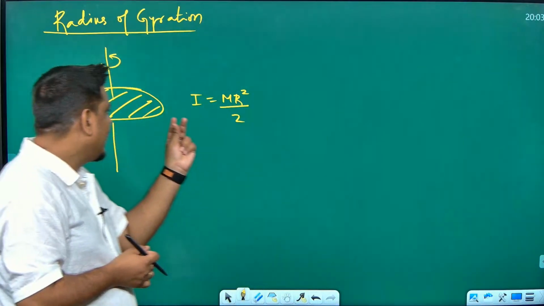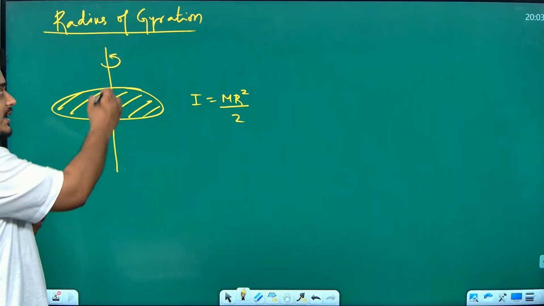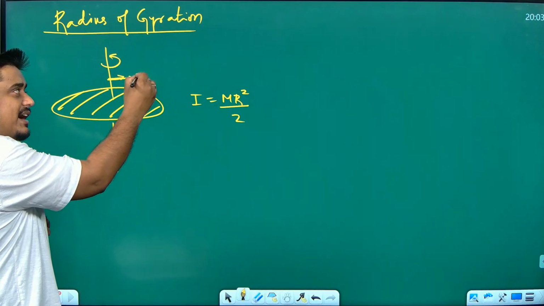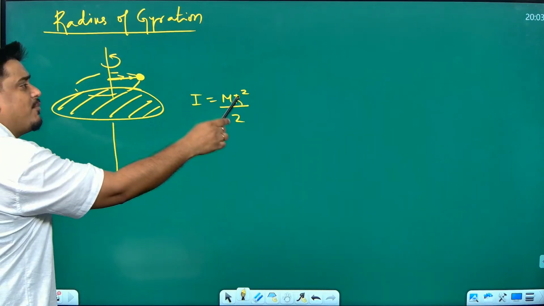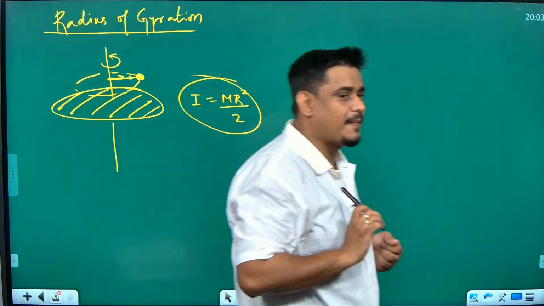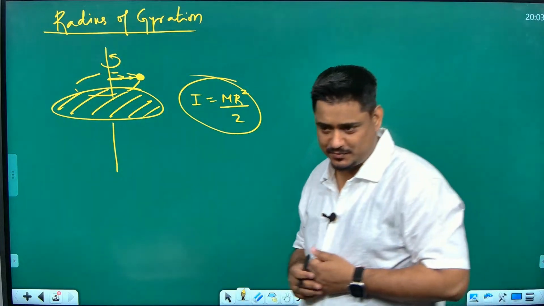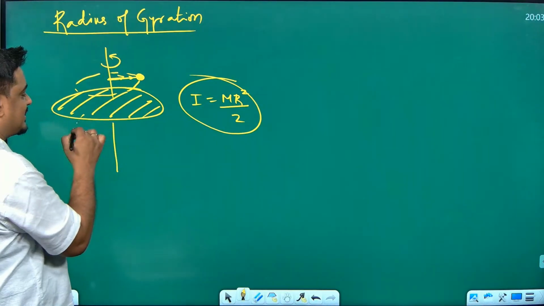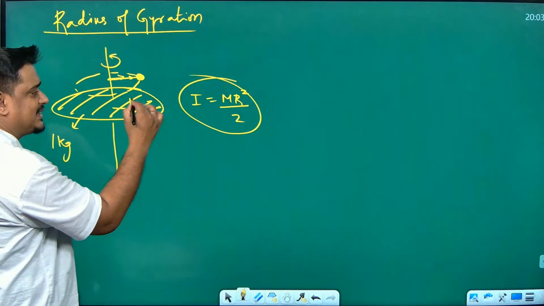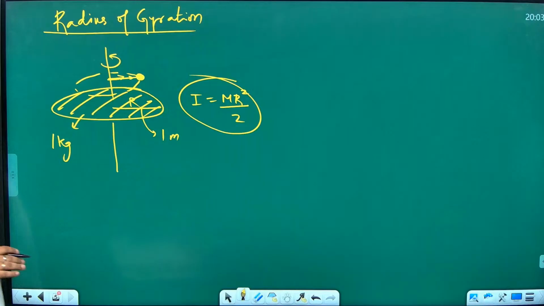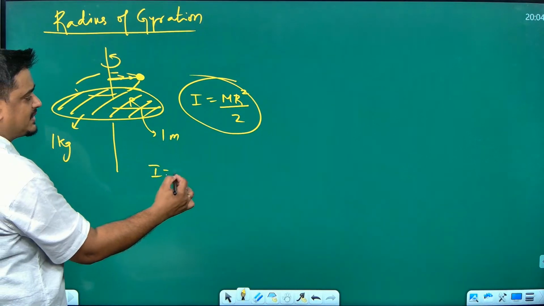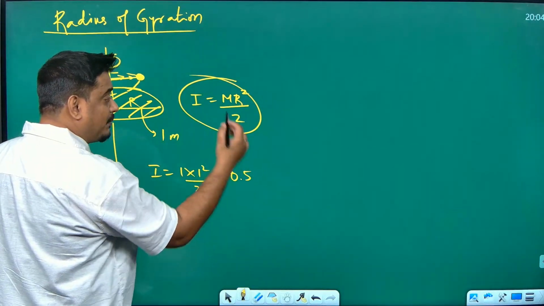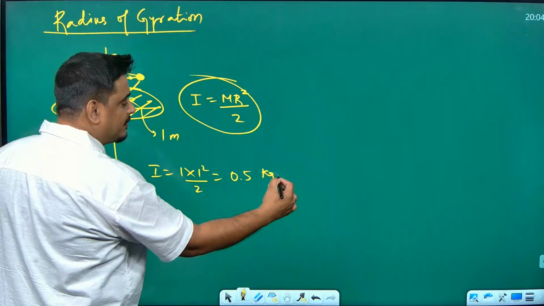And now I try to find how far away from the axis I should rotate that mass so that it will have the same moment of inertia of m r square by 2. I will repeat this, I will tell it 10 times also, no problem. Assume its mass is 1 kg and its radius is 1 meter, just for ease. How much is the moment of inertia? 1 into 1 square by 2, which is equal to 0.5. What is the unit here? Mass into radius square, so it will be kg meter square.